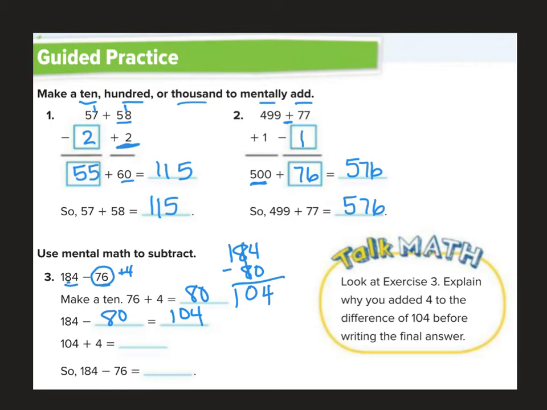So I need to add that 4 back in to get 108. So that means that 184 minus 76 is 108. I really like that. That's how you have to think about it. I subtracted too many. That means I need to add it back in. And our talk math over here says, explain why you added 4 to the difference of 104 before writing the final answer. So our answer to that would be because we took away too many.